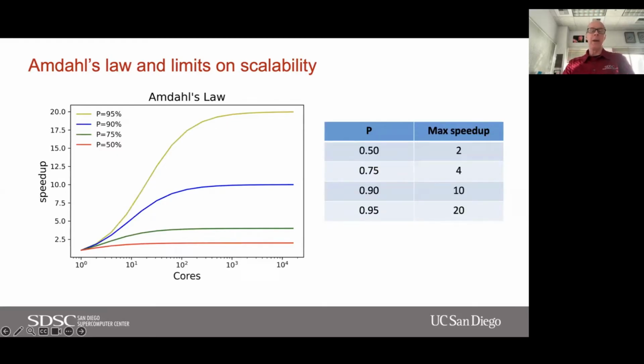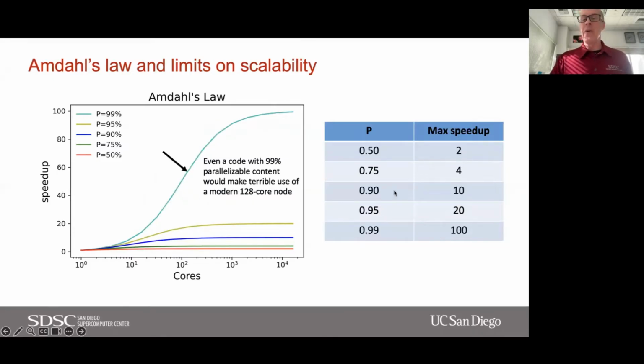So what I'm showing here is a plot. On the y-axis is the speedup, how much faster the code is running. And on the x-axis, I'm showing the number of cores. And this is a log scale at the bottom. So you can see that if the fraction of the code that could be parallelized is 50%, the maximum speedup, no matter how many processes we use, is only going to be 2. When we go to 75%, max speedup will be 4, 90% 10, 95% 20.